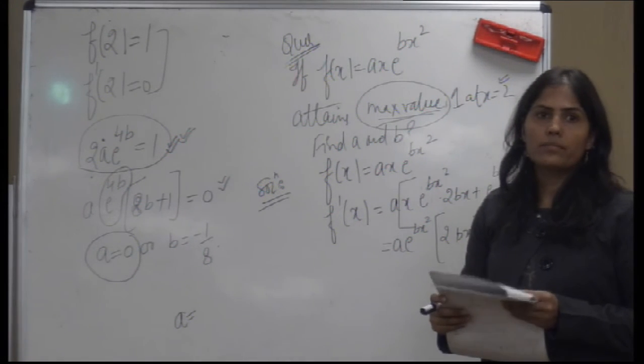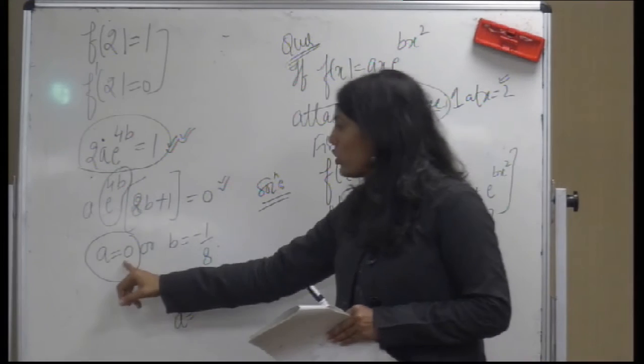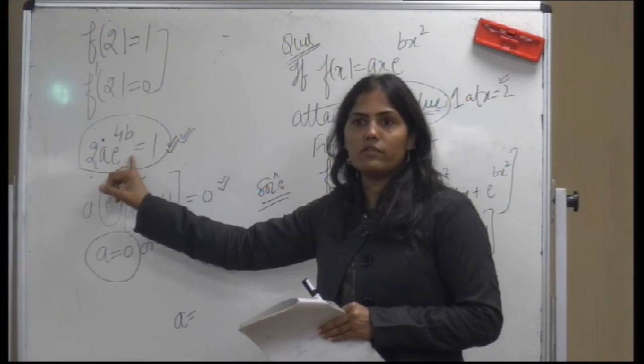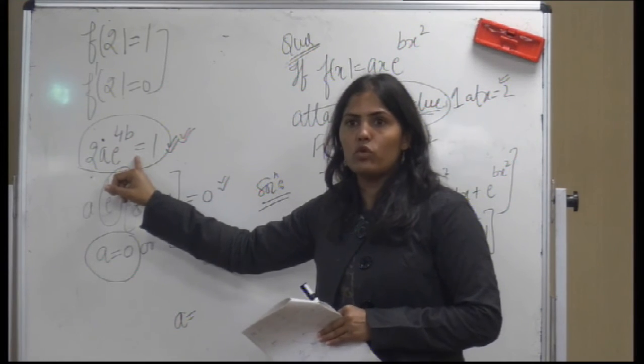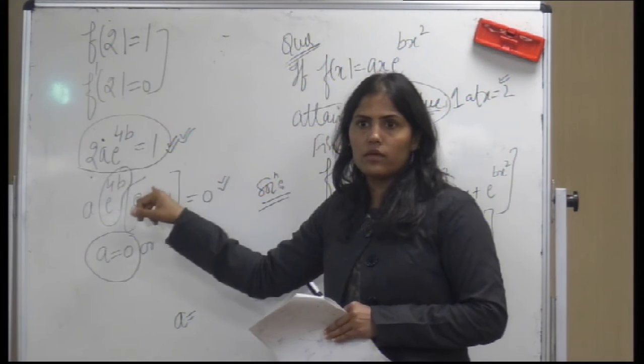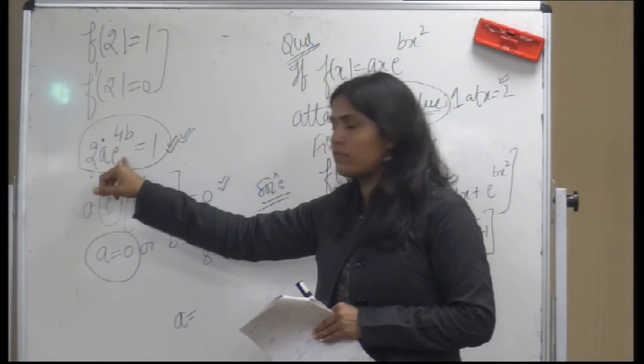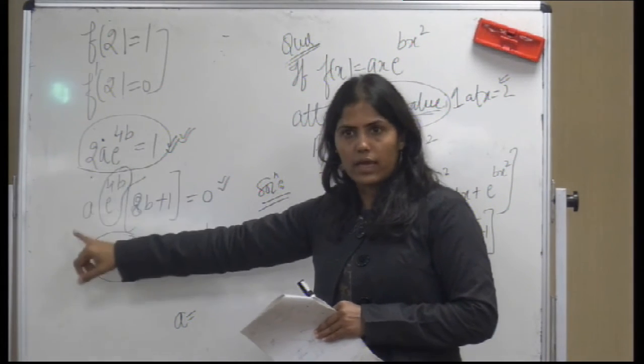Is it fine? Because if you take a equal to 0, this a equal to 0 will not satisfy this equation. You want a and b values which satisfy these two equations. So a is satisfying this, but a is not satisfying this. So you cannot take a equal to 0.